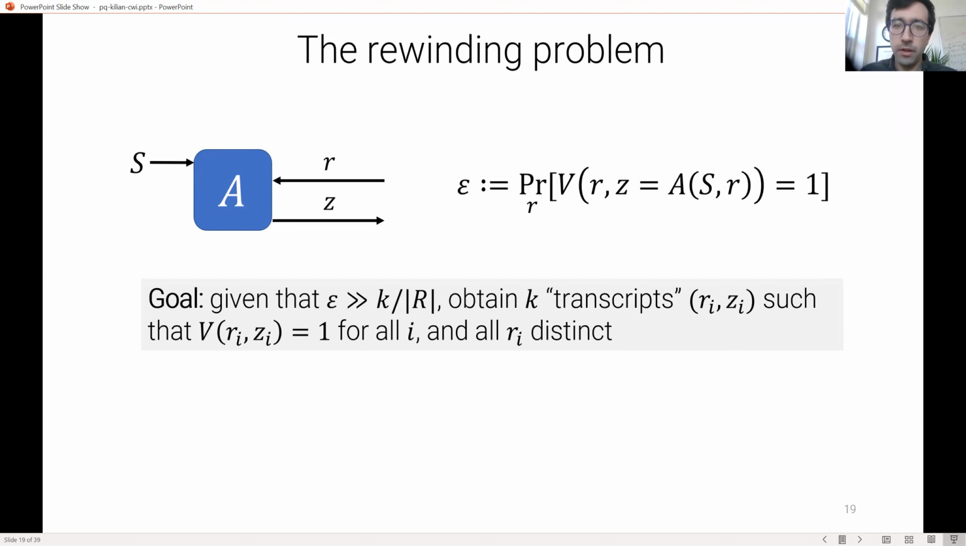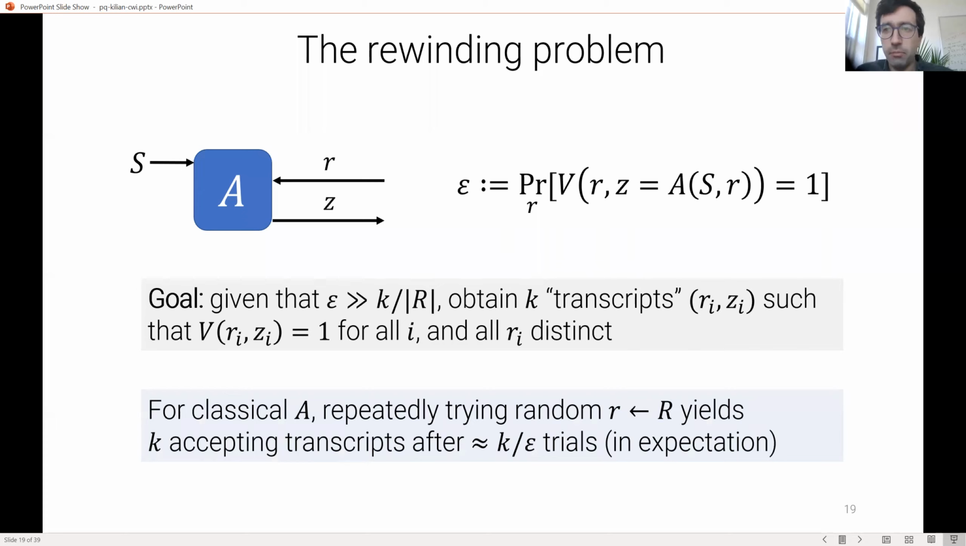That's the guarantee. And what you want to do is, given that epsilon is quite a bit bigger than k over the size of R, which is the set of random strings that you can give to the adversary, you want to obtain k transcripts, so k pairs (R_i, Z_i), such that V(R_i, Z_i) is equal to 1 for all i, and the R_i are distinct. Okay, so this is the rewinding problem. And if you can do this, then basically you can prove that Killian is secure, and a number of other protocols too.